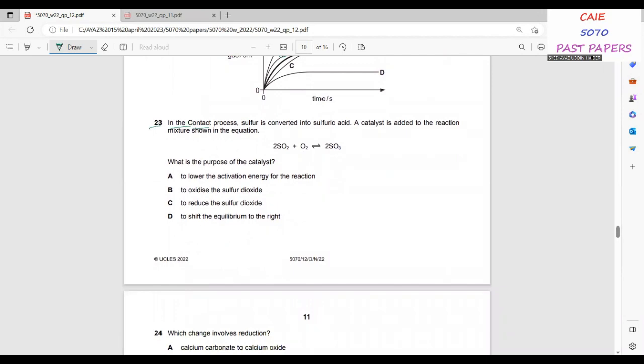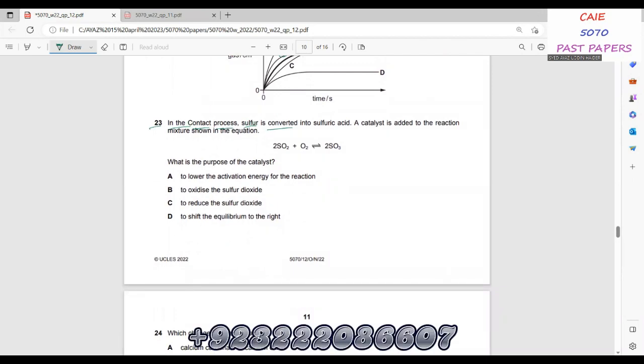23. In the contact process, sulfur is converted into sulfuric acid. A catalyst is added to the reaction mixture shown in the equation. This is the reaction equation: 2SO2 plus O2 gives 2SO3. What is the purpose of the catalyst? A catalyst increases the rate of reaction by decreasing the activation energy. So we have only one choice which is correct: to lower the activation energy for the reaction. This is correct, A.